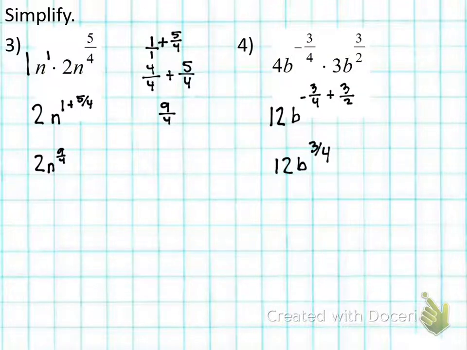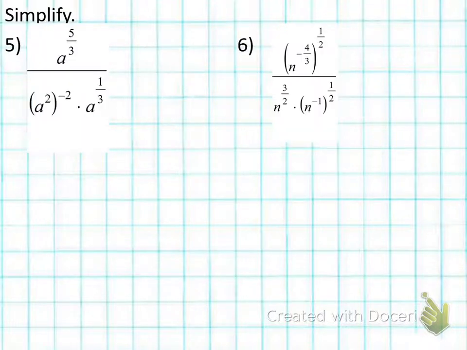All right, continuing on here. Number 5. It's going to get a little more complicated up in here. Okay, so we have a bigger fraction, right? So I want to work in chunks. The numerator is my numerator. Is there anything I could do with that numerator? No. So we're going to just leave it alone. We're going to do a to the 5/3.